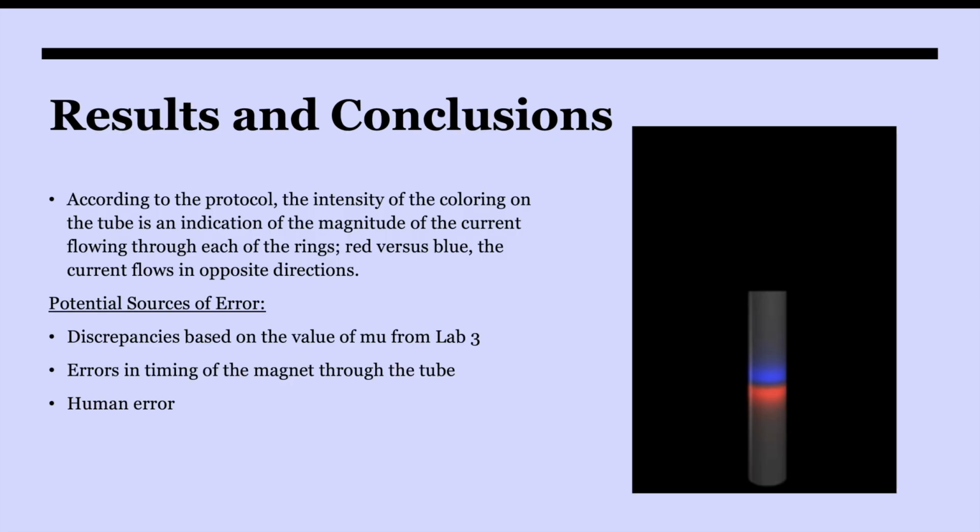So our results and conclusions. According to the protocol, the intensity of the coloring on the tube is an indication of the magnitude of the current flowing through each of the rings. Red versus blue, the current flows in opposite directions. So our potential sources of error can come from discrepancies based on the value of mu from lab 3, errors in timing of the magnet through the tube, and just other human error.